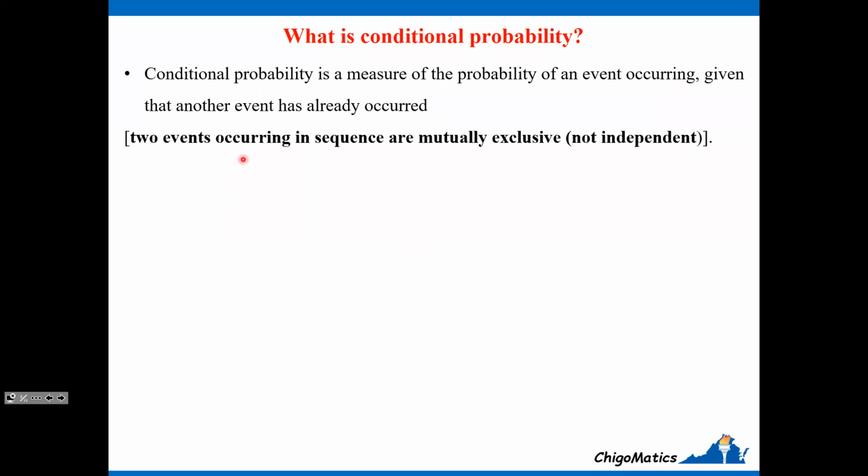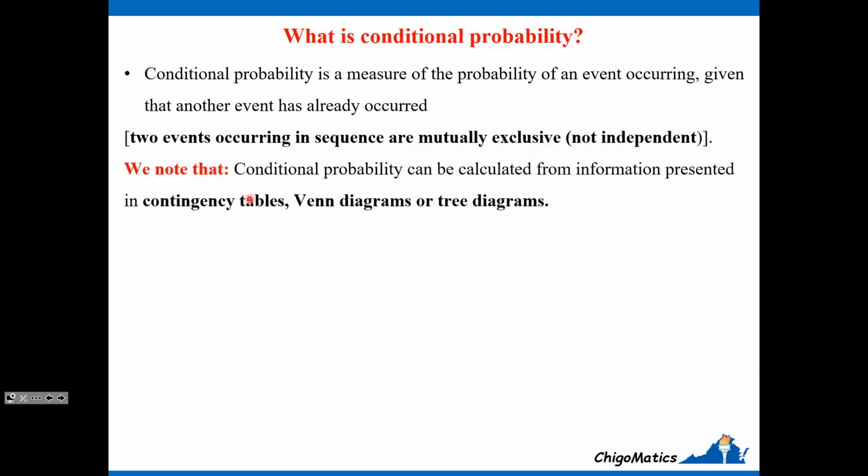We note that two events occurring in sequence, one following the other, are not independent. Understand this to say not independent. If they are independent, that means the intersection is not empty. If they are not independent, that means the intersection is empty. Hence, they are mutually exclusive. We note that conditional probability can be calculated from information presented in contingent tables, Venn diagrams, or tree diagrams.